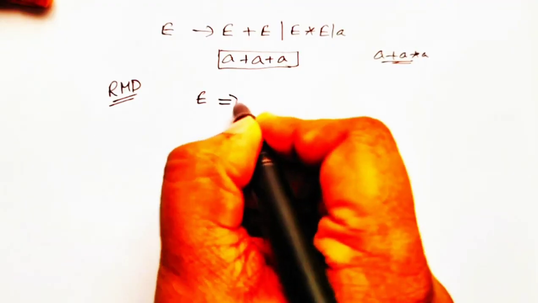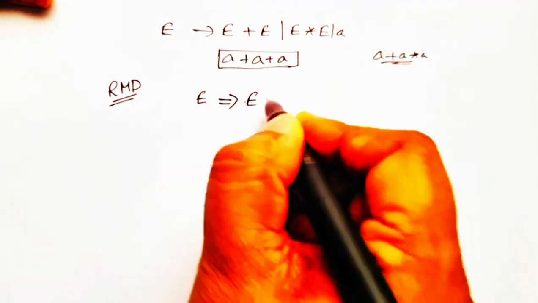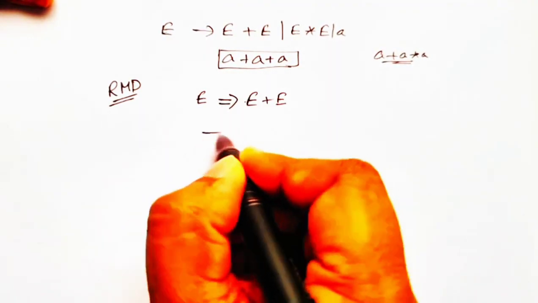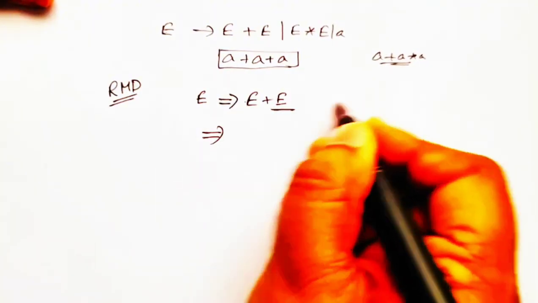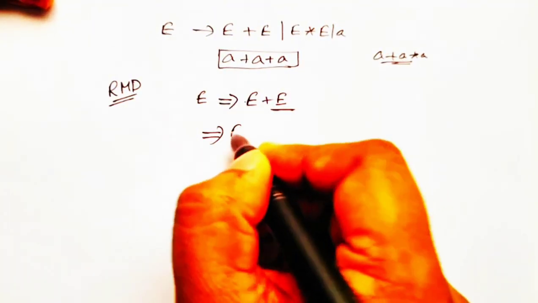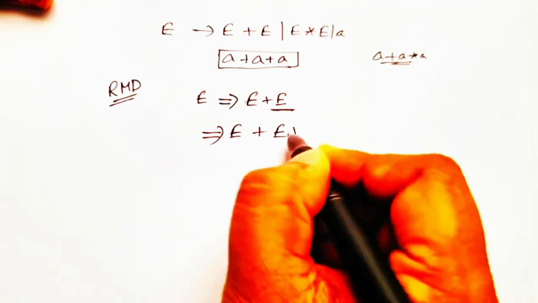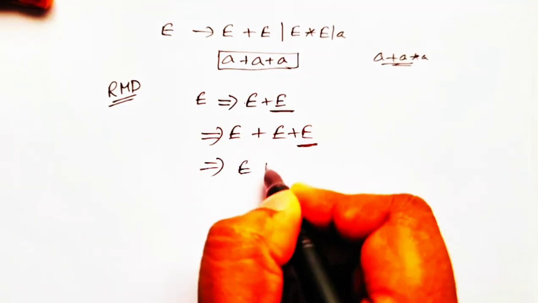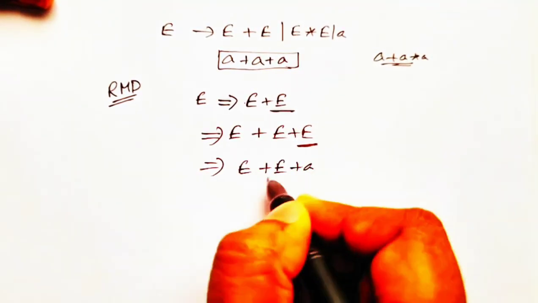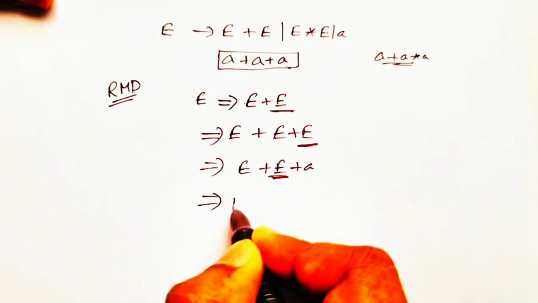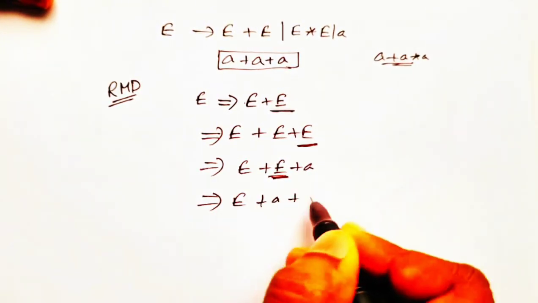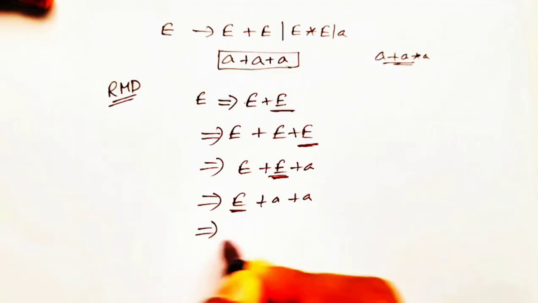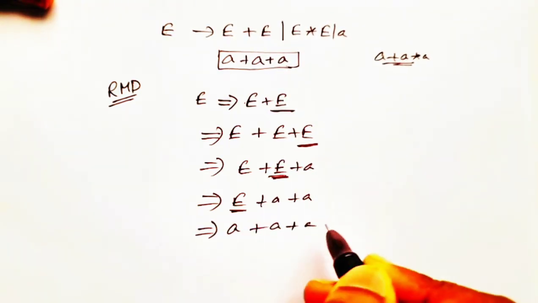Let me see this rightmost derivation. As I have to get plus, I am again taking E plus E. What is the rightmost one? From here you have to see. I am replacing it with E plus E. Again the rightmost is this. Replacing it with a. The rightmost is this. E plus a plus a. The rightmost is this. A plus a plus a.